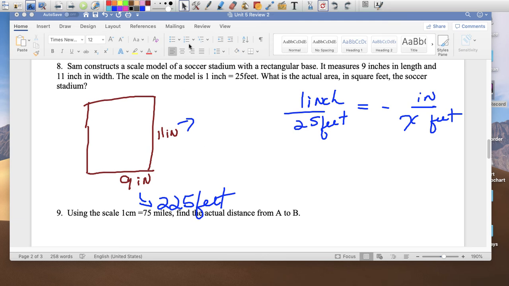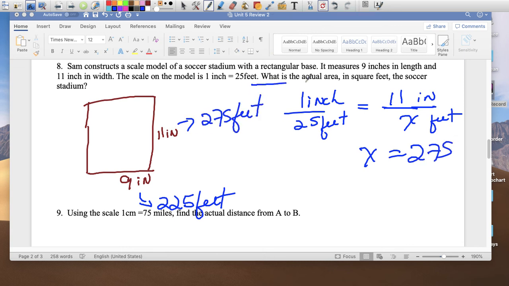Alright, so now we have to find out what 11 inches here means in real life. So again, I'm going to use the same proportion. 1 inch is 25 feet in real life, which means 11 inches. Well, again, cross multiply. 25 times 11 is 275. So this side of the stadium measures 275 feet. We're not done because we actually want the area, right? So the area is going to be, now let me take the 9, take the 11 now. So in real life, the stadium is 225 times 275 feet dimension-wise. So it's a big, big stadium.